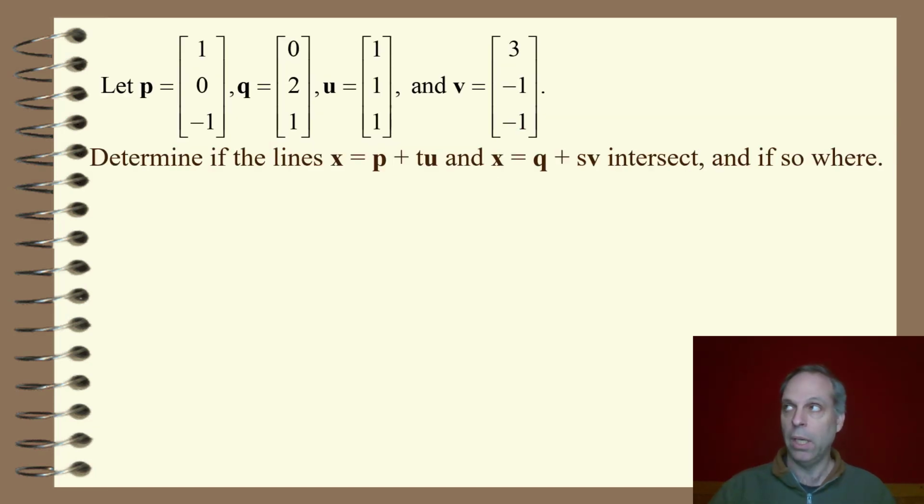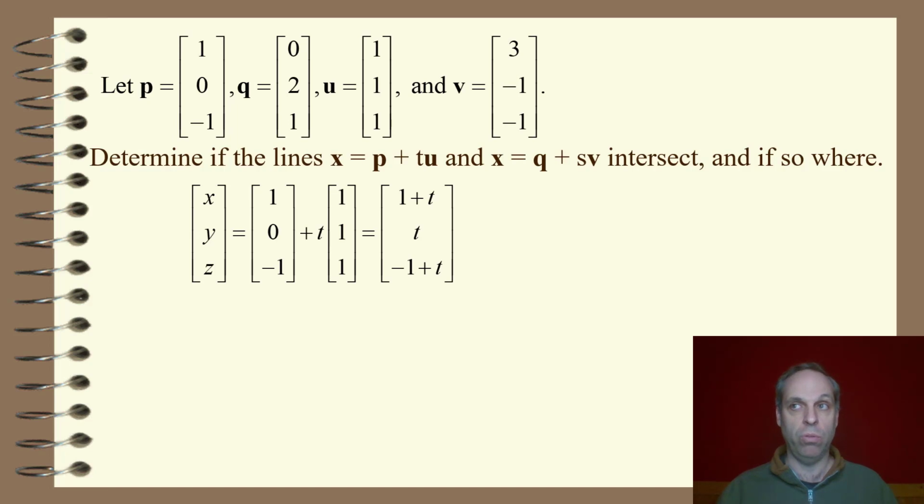Let's try another one. This time let's take 2 lines. I have the vectors p, q, u, and v. u and v are going to be direction vectors, and p and q are going to be points on these lines. I want to know, do these 2 lines intersect, and if so, where? It's not difficult. We just unpack what we know.